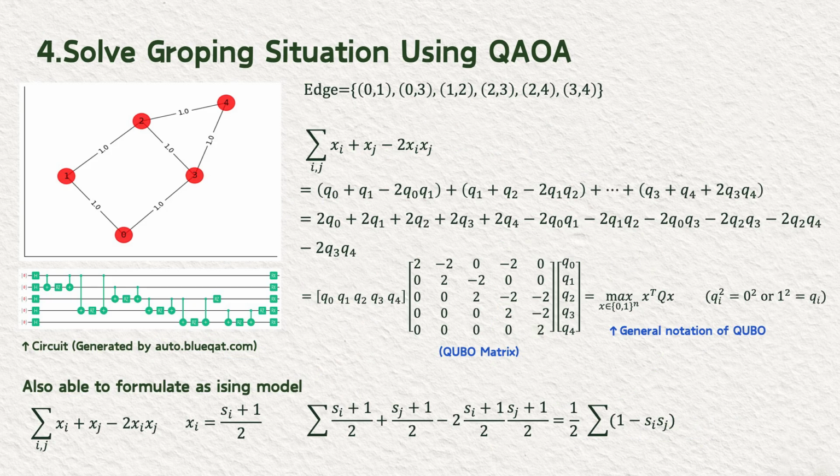Let's solve the max-cut problem for this graph. Labeling the nodes from 0 to 4, we see that there are 6 edges connecting nodes 0 and 1, 0 and 3, 1 and 2, 2 and 3, 2 and 4, and 3 and 4, with 5 nodes in total.